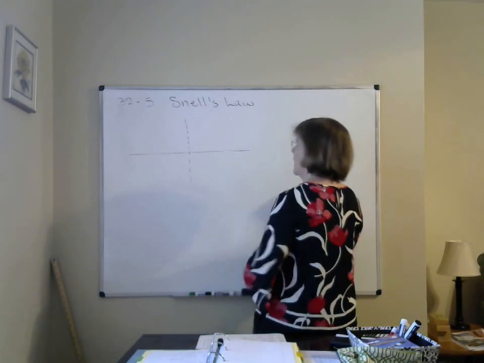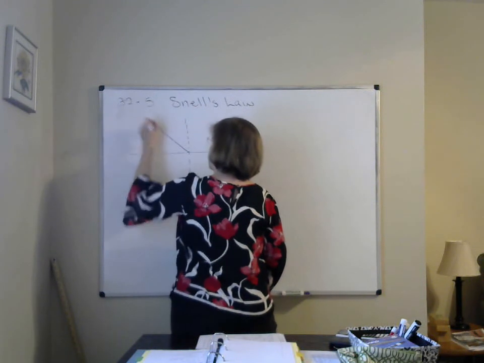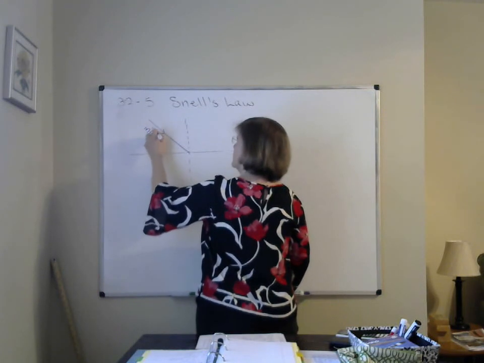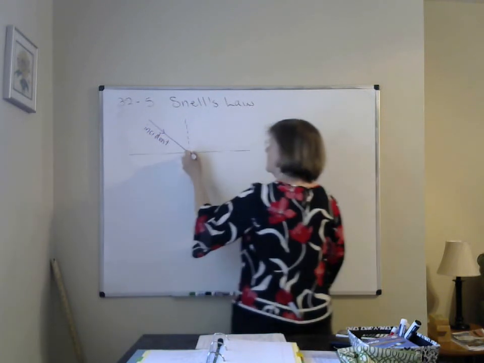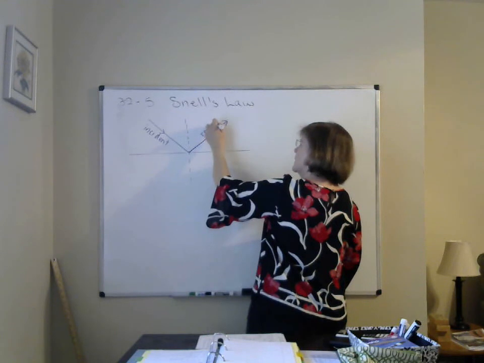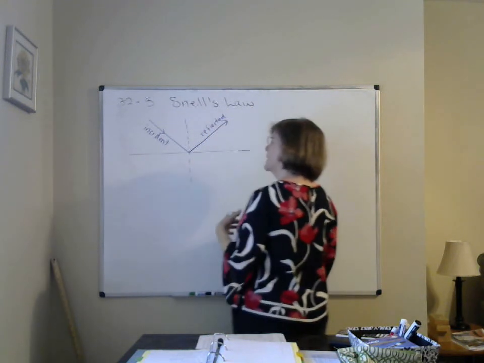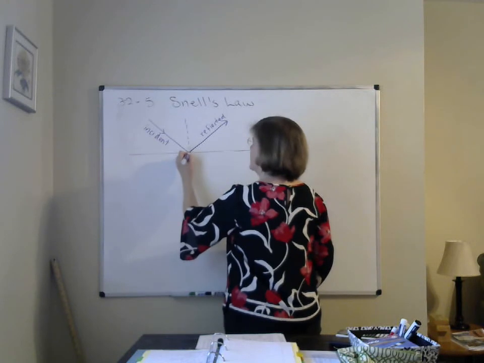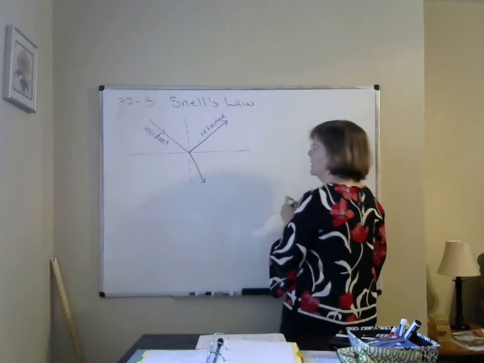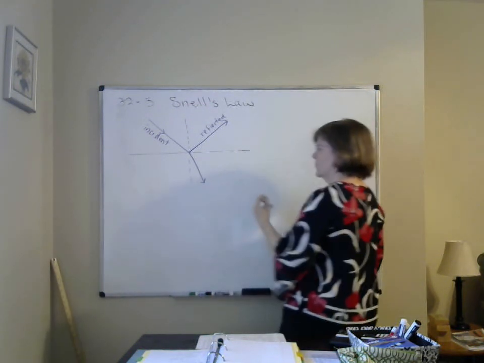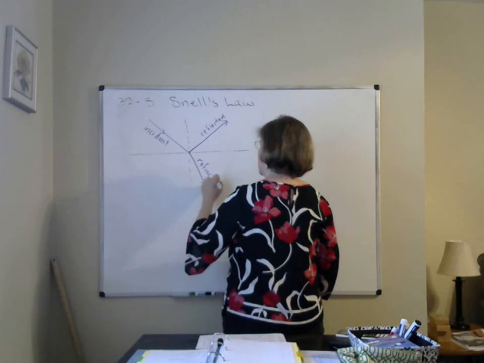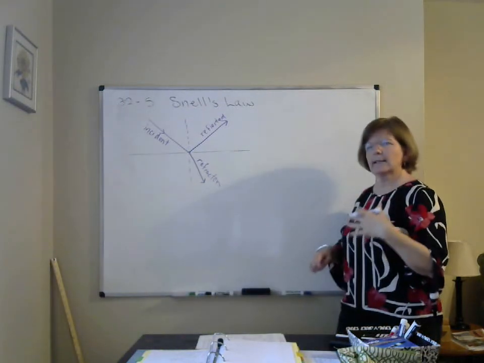If I have a beam of light that comes in like this, that's the incident ray. Part of that light is going to be reflected, but part of that light is going to be transmitted. And when it does, it's going to bend. It might bend closer to the normal, the way I've drawn it here, or it could bend farther from the normal. This is our refracted ray, and it depends on the index of refraction.